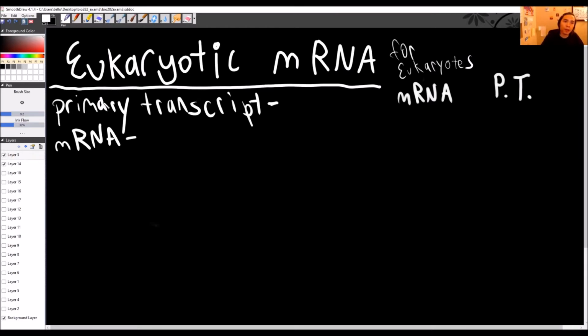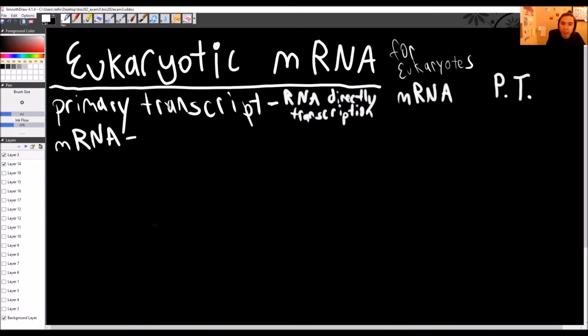Starting off, we need to talk about a term, primary transcript, which is the RNA directly transcribed. So this is transcription we're talking about. During transcription, a template strand of DNA was read and transcribed to form a strand of RNA. This strand of RNA that is immediately produced during transcription is the primary transcript. It has not been modified further. It's just the RNA produced from it.